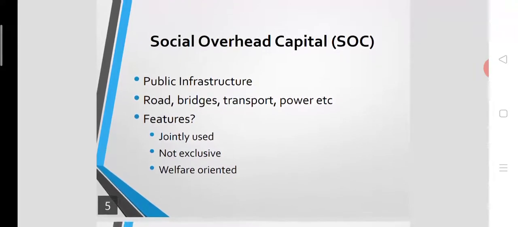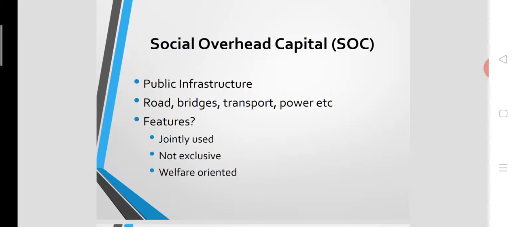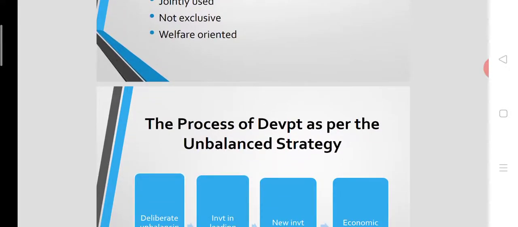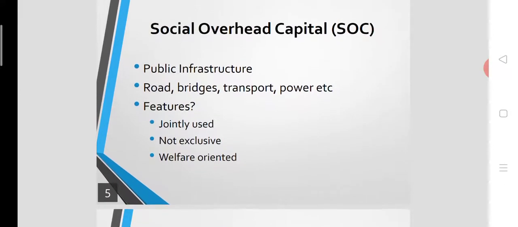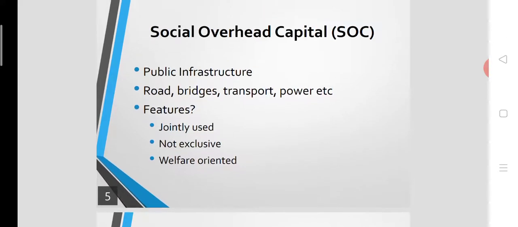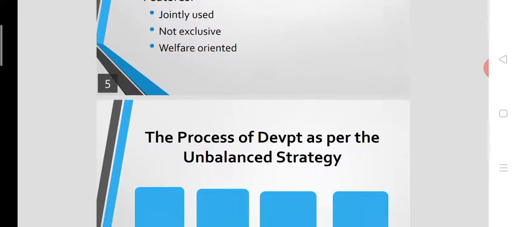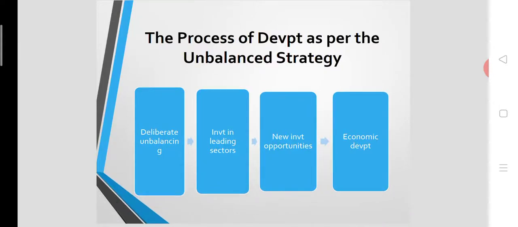So as per the theory, investment in this public infrastructure could normally stimulate the investment in private or investment in direct production activities, or private investment will be stimulated, and this is the development process as per the unbalanced growth theory. Let's have a brief look at it.